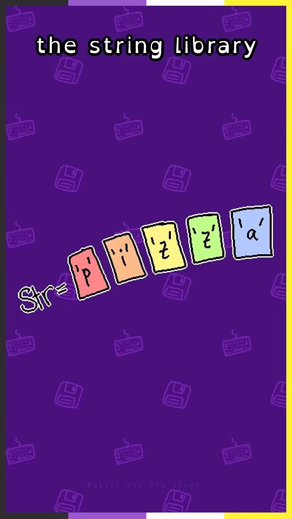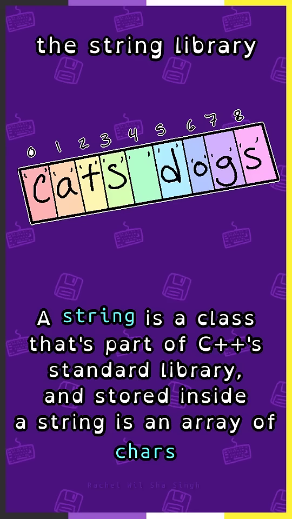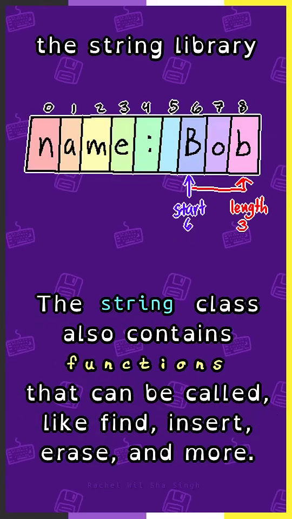The string library. The string data type is more sophisticated than the basic data types like ints, floats, chars, and bools. A string is a class that's part of C++'s standard library, and stored inside a string is an array of characters. The string class also contains functions that can be called, like find, insert, erase, and more.